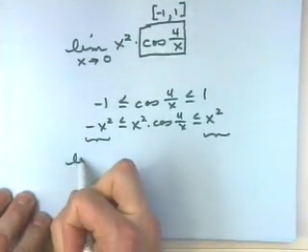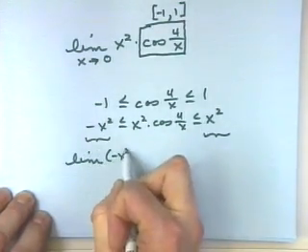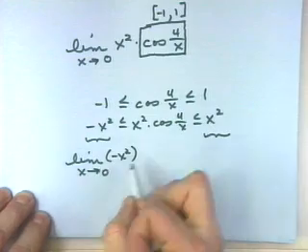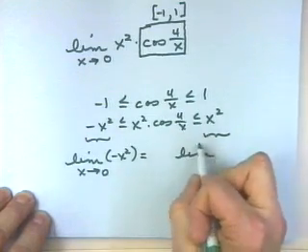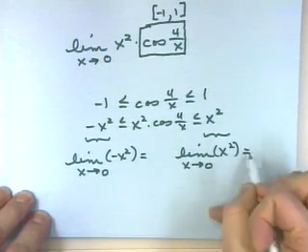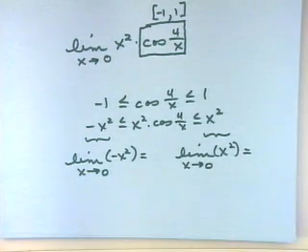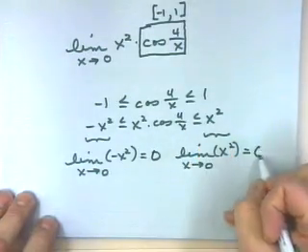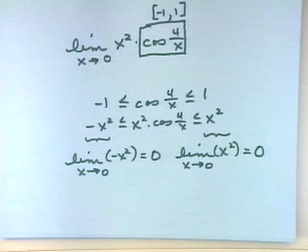So what is the limit of negative x squared as x goes to 0? And what is the limit of x squared as x goes to 0? What's the answer in both cases? 0. 0. Now back to our original problem. Isn't that in the middle? If its lower end goes to 0 and its upper end also goes to 0, doesn't that force the thing in the middle to go to 0? Right?